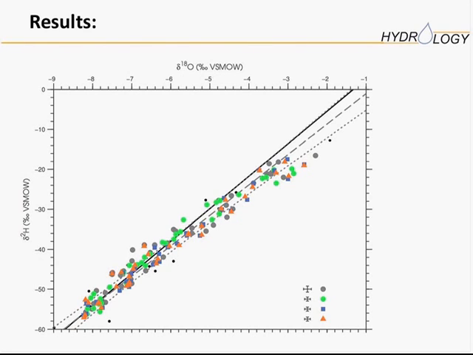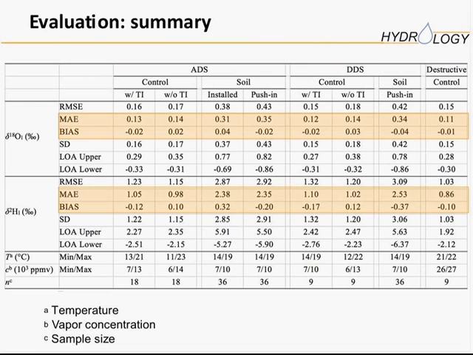Here's the deuterium oxygen-18 plot for all the different measurements, for all the different methods I showed you before. They all lie relatively well on the local isotopic water line. And just to give some information about the evaluation of the whole thing, I highlighted the mean absolute error and the bias of the whole system.